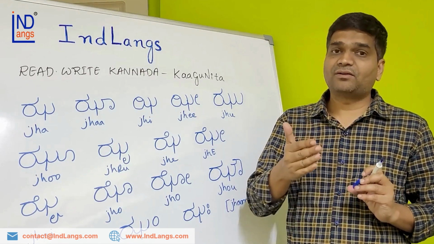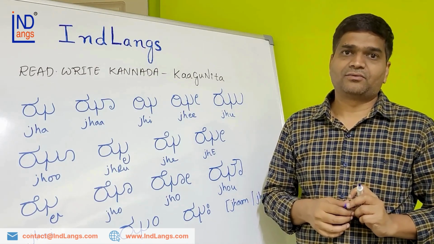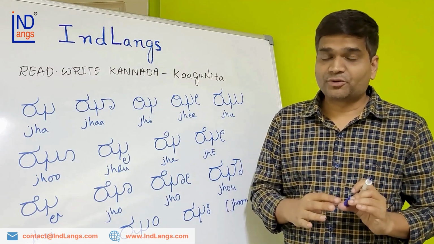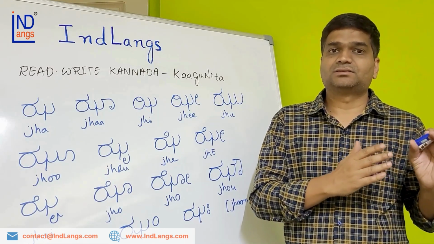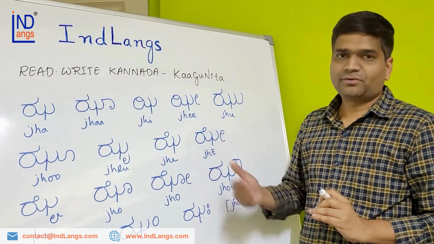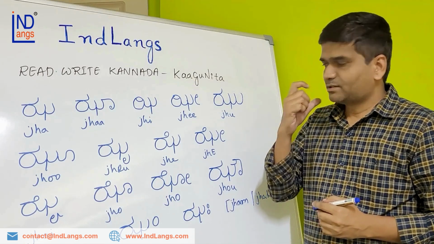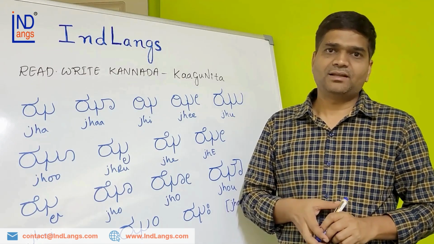If you remember, we have done the same for k, kh, g, gh, ng also, no? Only for the k and ch families, the fifth letter's kaaguNita series I am not going to write. It doesn't mean that they do not have a kaaguNita series. Definitely they have a series like this, jha, jhaa, jhi, jhee, like this, but I'm not going to write here. Okay. So with this we have completed the ch family. In the next video onwards, we'll start with the t family kaaguNita series.